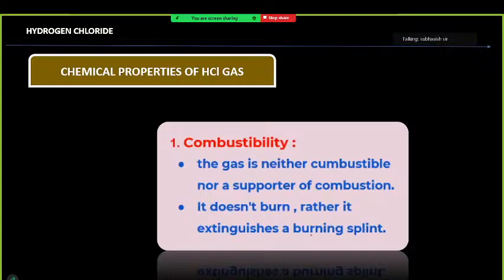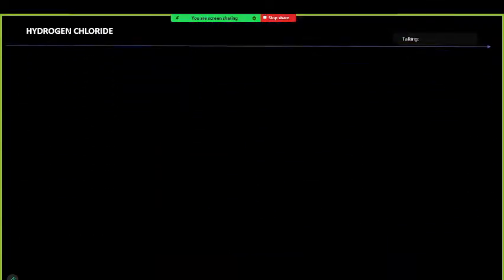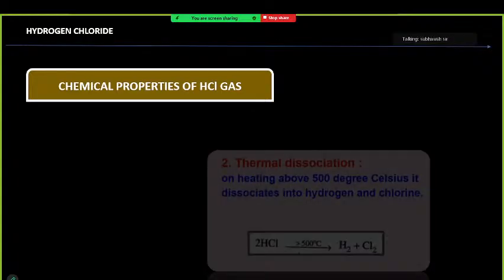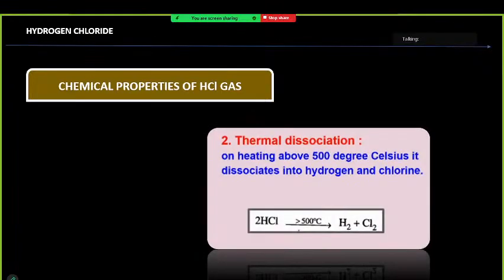The gas is neither combustible nor a supporter of combustion. It can't support combustion, and it is unreactive towards oxygen. So it is not combustible, not burned, but it can extinguish a burning splint. Next important property: HCl can be converted to hydrogen and chlorine by heating above 500 degrees Celsius, because HCl is a highly stable compound. So lower temperature is not sufficient to convert HCl into hydrogen and chlorine; a higher temperature is required.